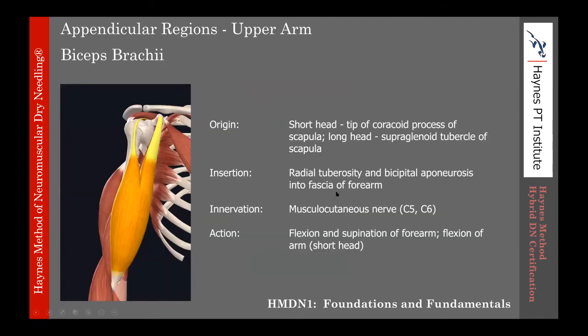We look at biceps brachii, again, the two different heads: the long, which goes through the intertubercular groove over to the glenoid, and then the short, which attaches onto the coracoid itself.